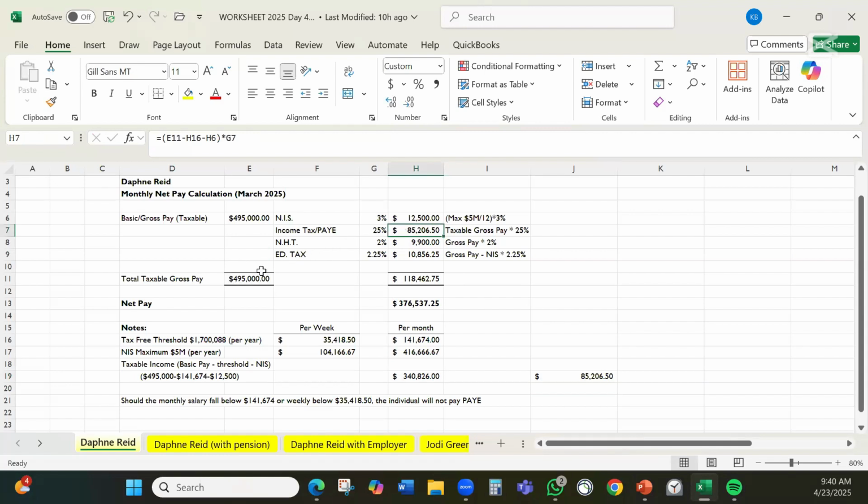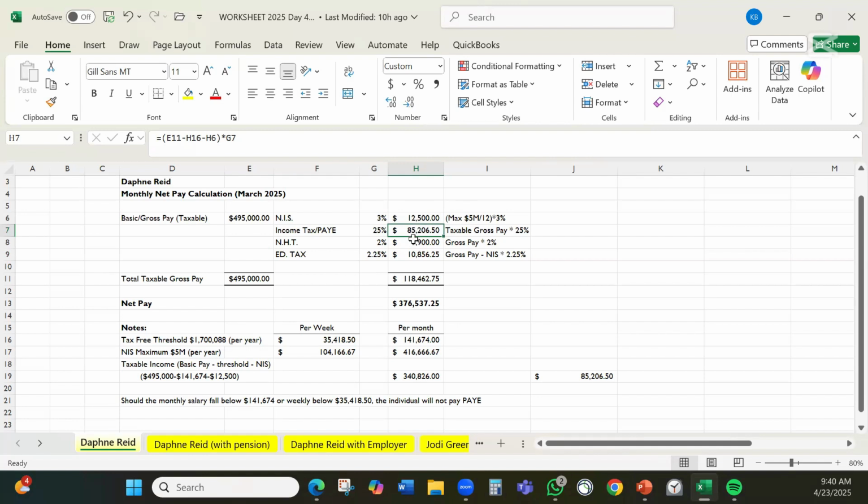So just look at it again. Your taxable gross was this, your total taxable gross was the 495. You do not just calculate 25% on that. Right, you have to break it down by making allowance for the threshold. You take it out, you take out the NIS, because tax is saying, okay, this amount you don't pay tax on, and you don't pay tax on your NIS. And so it is just the difference that you pay the tax on, right?